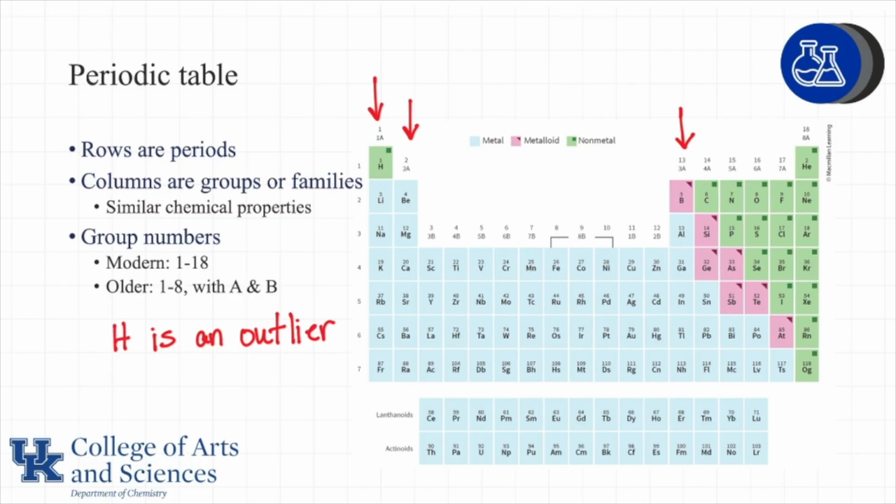The first thing we want to look at is a division of the elements into metals, metalloids, and nonmetals. Notice that the vast majority of elements on the periodic table are metals. These are on the left side of the periodic table. On the right side are the nonmetals, and in between those are metalloids. So these are species that have properties similar to both metals and nonmetals.